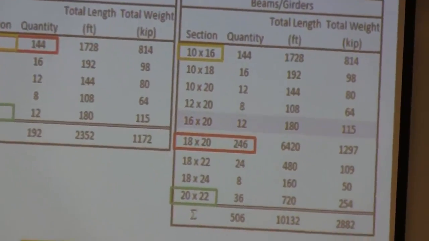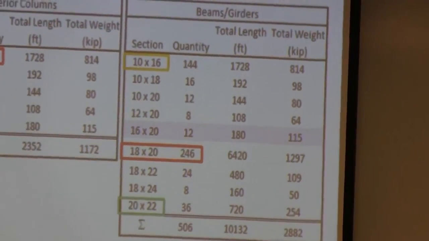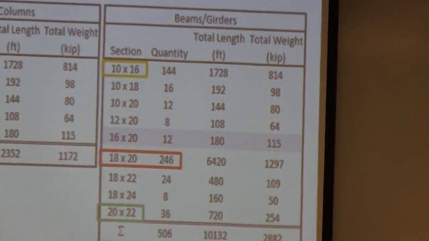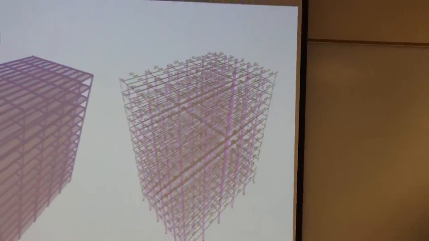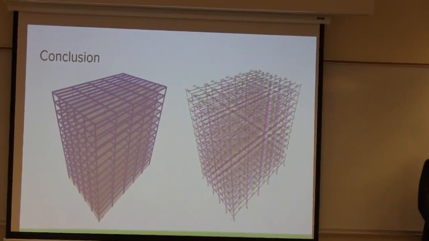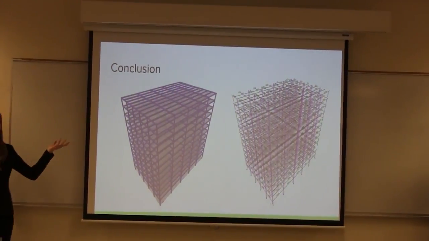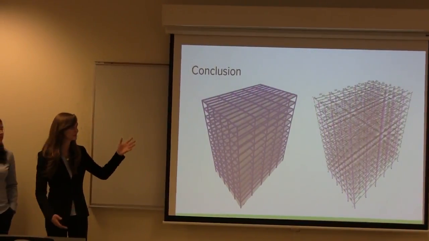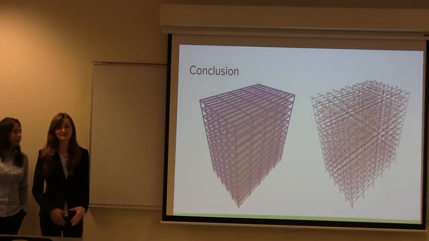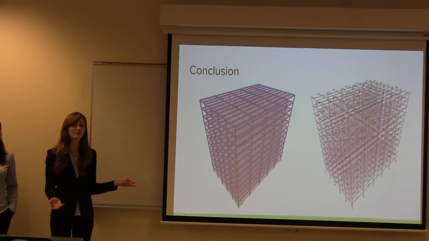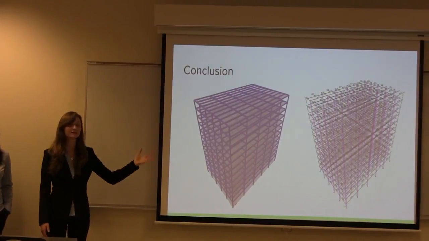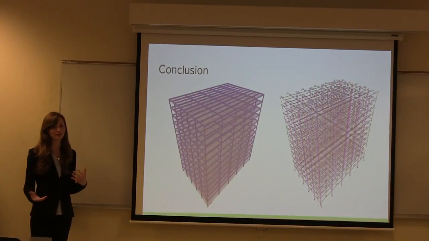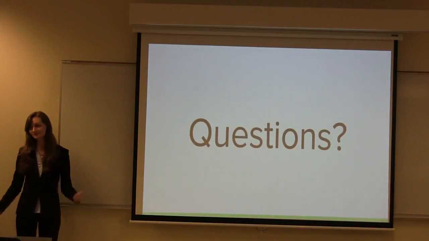For the beams and girders, the lowest was a 10 by 16, the most used was a 10 by 18 by 20, and the largest was a 20 by 22. So that was really what we were getting at for designing the entire structure. Here are the extruded columns, beams, and slabs for the entire building. On the right, you can see the result after we ran the analysis to see what columns need to be used. They're all pink, which in the software means they're the most economical to use without failing. So, any questions?